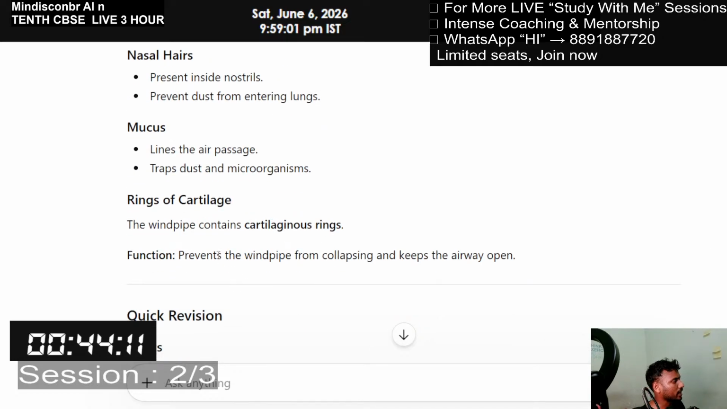And rings of cartilage: the windpipe contains cartilaginous rings. Function: they prevent the windpipe from collapsing and keep the airway open. So the rings of cartilage prevent the windpipe from collapsing and keep the airway open.